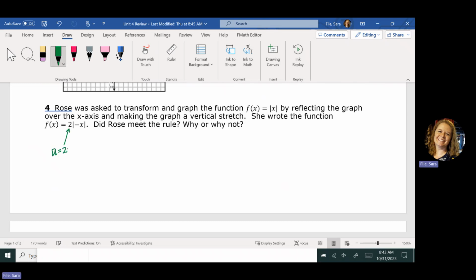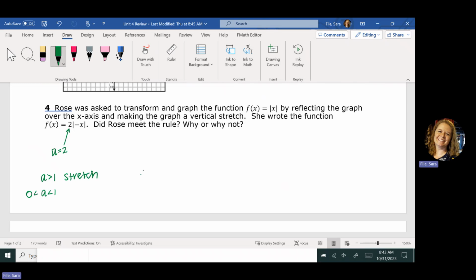All right, so first of all, Rose made A 2. So is that a vertical stretch or compression? When A is greater than 1, because it starts out as 1 in the parent function. So we're always comparing to 1. If A is greater than 1, or if A is between 0 and 1, those are the two things we're looking for. Which one makes a stretch?